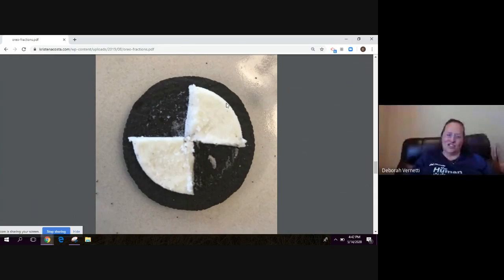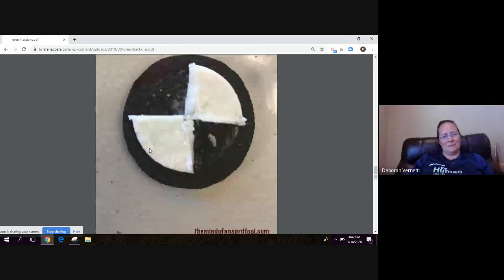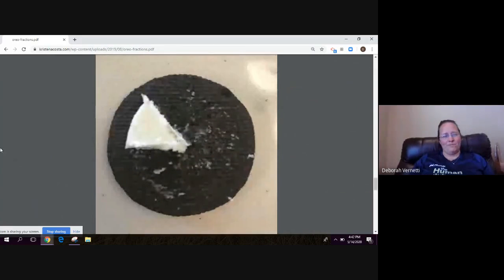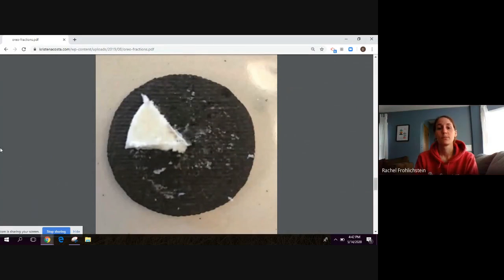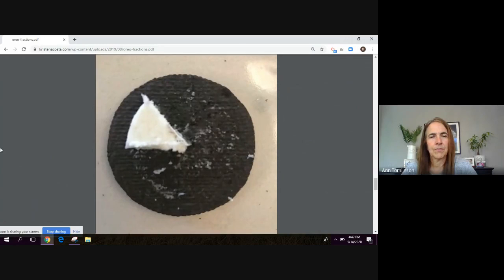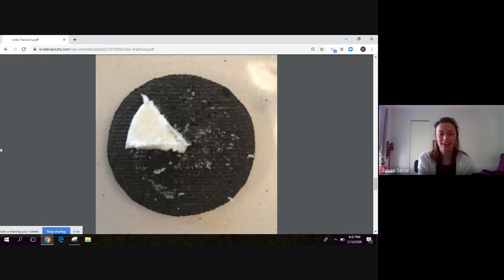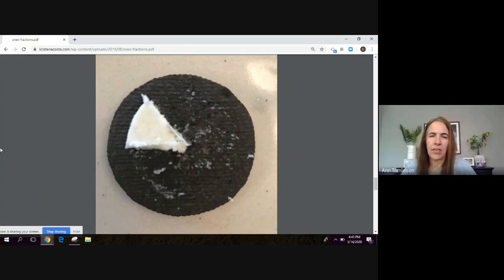Oh, so we could take this and just kind of rotate it there, and then it would look just like the original cookie. How about this one? Talk to me about what you see. I think that looks like it's 1/8 frosting left. Why?